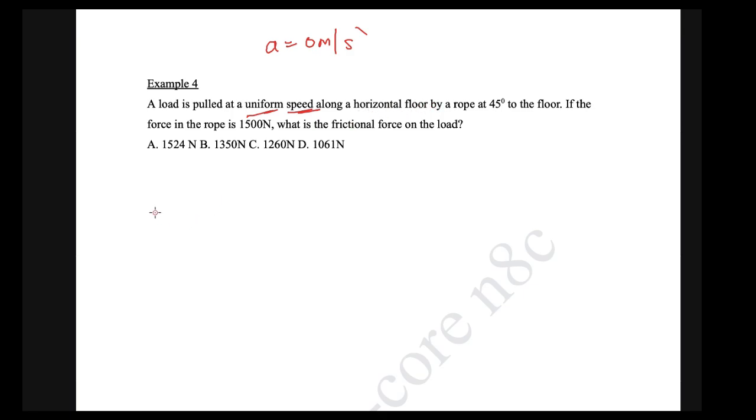Now we have another case. This is a different case. This is a case of an inclined force, but on a horizontal surface. So the rope is inclined at 45 degrees to the floor. Okay, so we have this 45 degrees to the floor. I'll mark this 45 degrees. Right, now the force in the rope is 1500 newton.